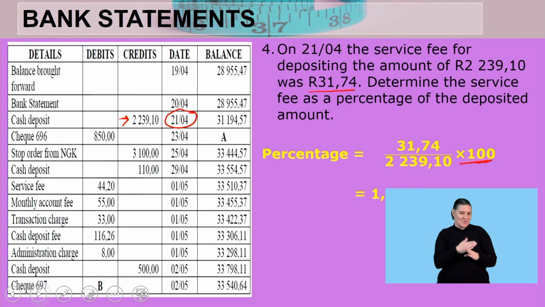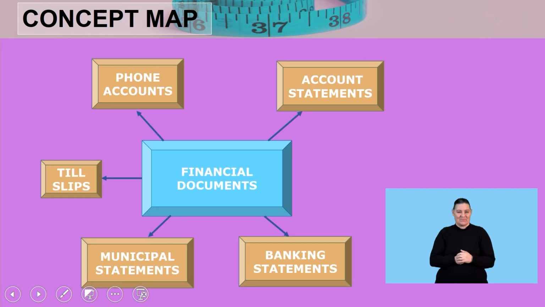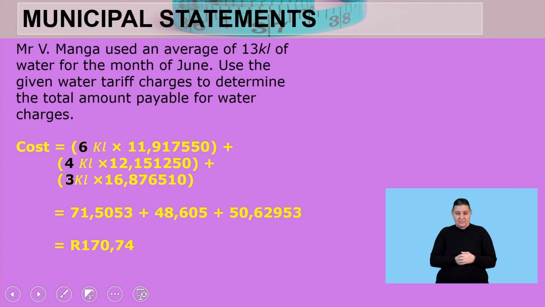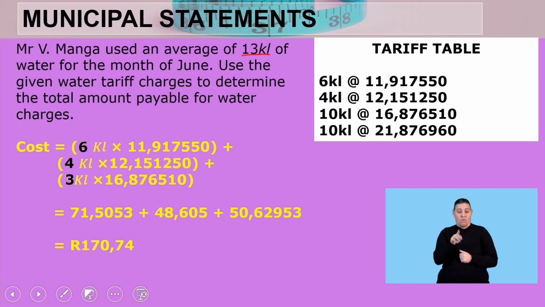Nice work. Now, municipal statements. Municipal statements are issued to homeowners or businesses who use water and electricity. Mr. V. Manga used an average of 23 kiloliters of water for the month of June. Use the given water tariff charges to determine the total amount payable for water. Here's our tariff table.